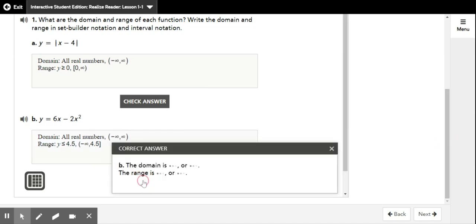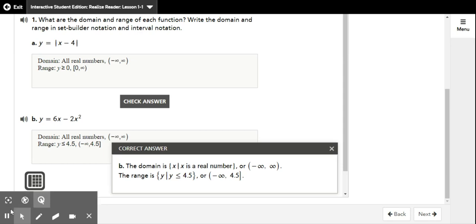And then again, I can check my answer. But there you go. And again, I don't need to put anything for the first part of your answer, just saying real numbers for domain and y is less than or equal to 4.5 is fine for the range. When we get to the practice, it'll ask you to input it in a certain way, and we'll do that. But for our purposes, for taking notes, this is fine.